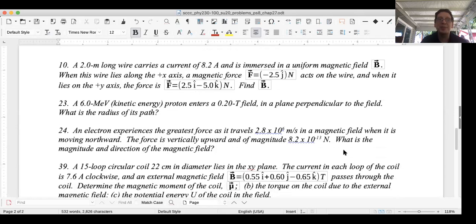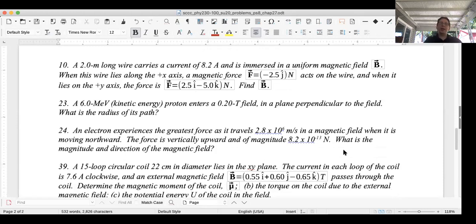The next one is number 23, a 6.0 mega electron volt proton. So that's the kinetic energy of the proton, from which you can figure out the velocity. It enters a 0.20 Tesla field in a plane perpendicular to the field. What is the radius of the path? So you figure out the velocity, and then you figure out the radius of the circular path.